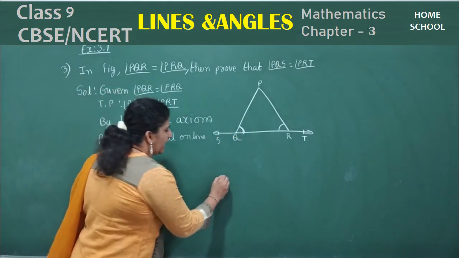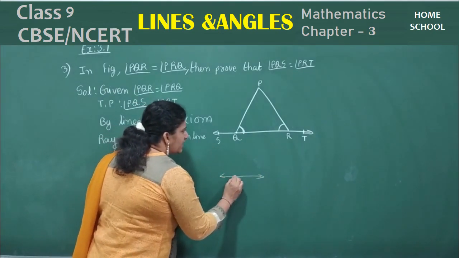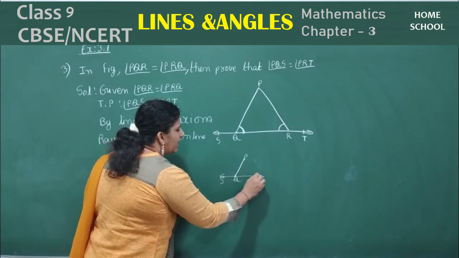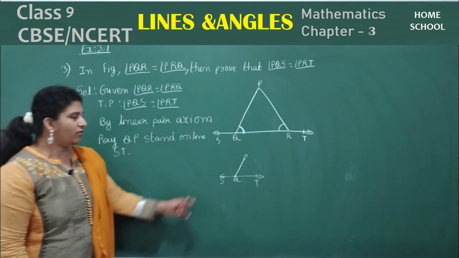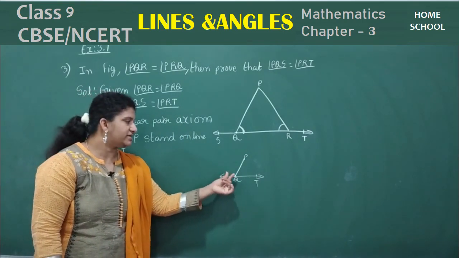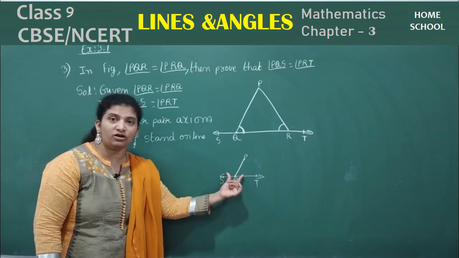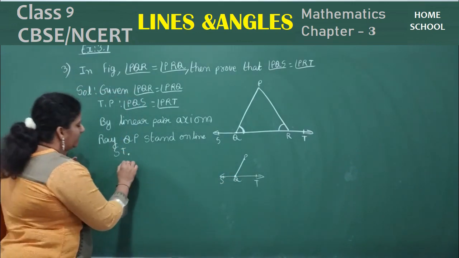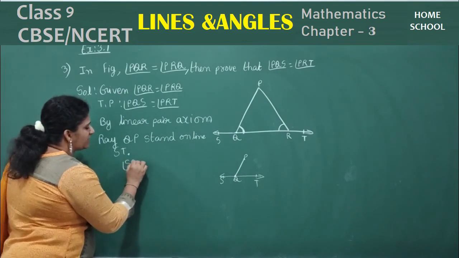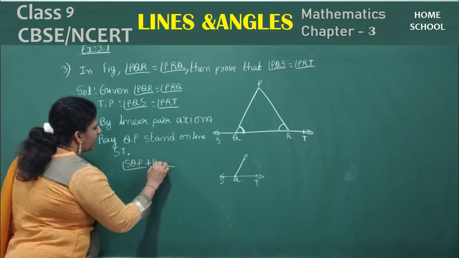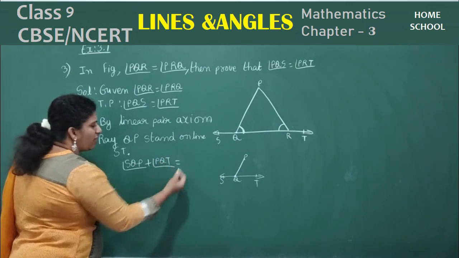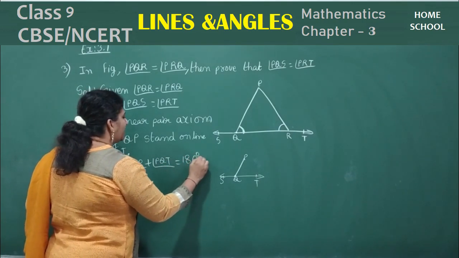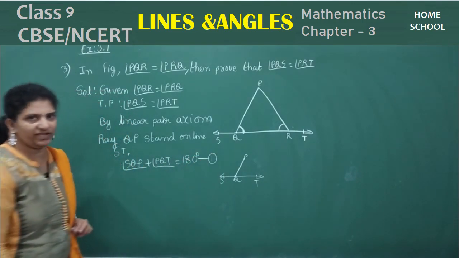If this is a line, QP is a ray which is standing on the line ST. So now by linear pair axiom, what I can say, the sum of these two angles is equal to how much? 180 degrees. That only we are going to write: angle SQP plus angle PQT is equal to how much? By linear pair axiom, this will be 180 degrees. Mark it as first equation.